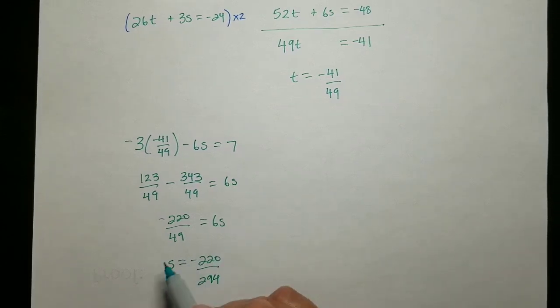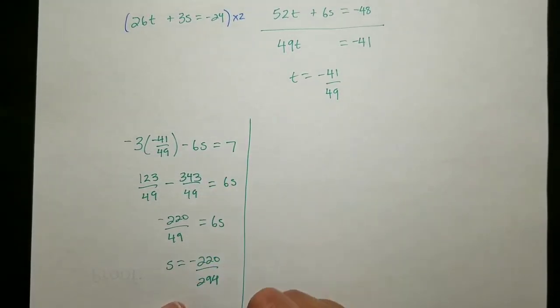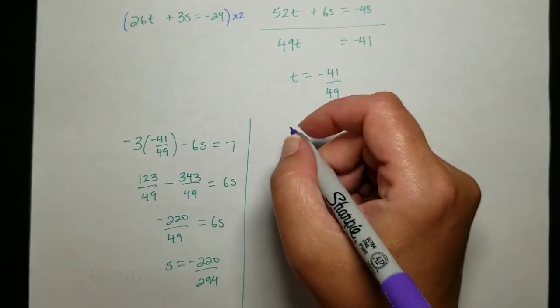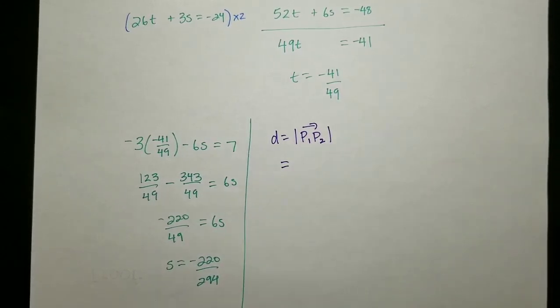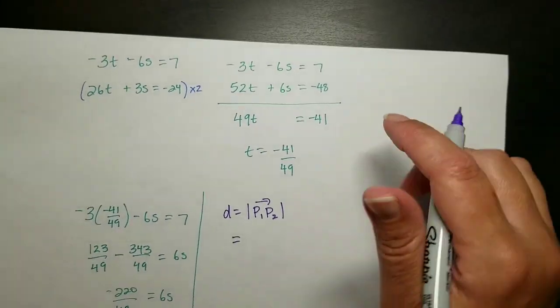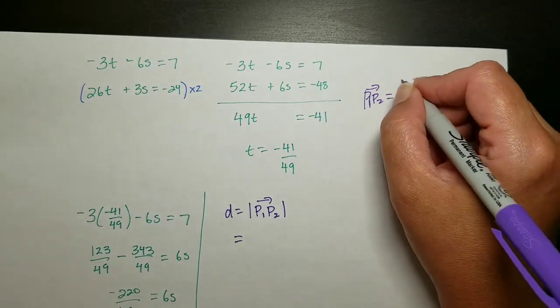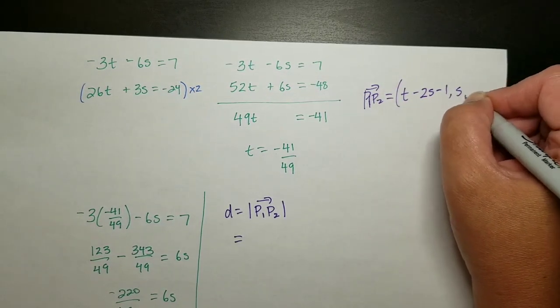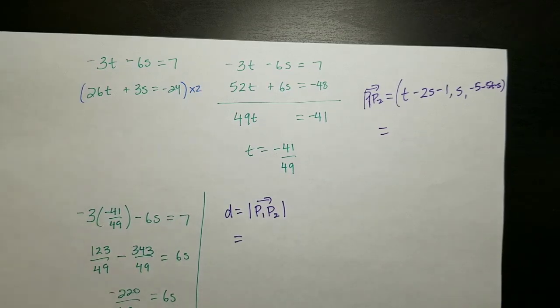But we can take this S and T value, and we know P1P2, so once you figure out those two, this vector, your distance, is the magnitude of P1P2. So P1P2 is T minus 2S minus 1, and then S, and then negative 5 minus 5T minus S. So I'm just going to throw this big mess into a calculator and figure out what the components of P1P2 are.